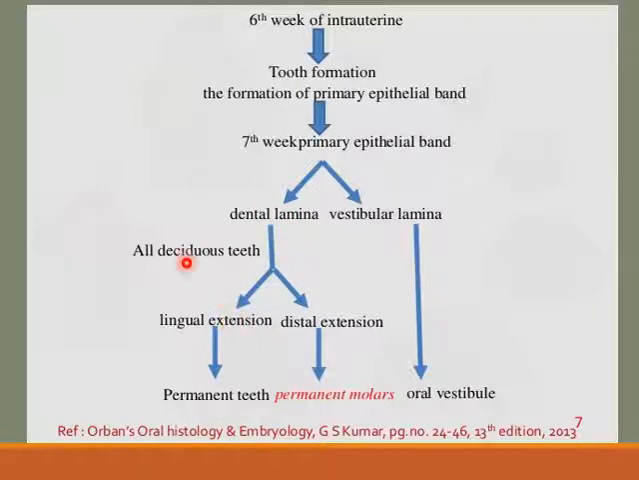The lingual extension of the deciduous teeth will form the permanent teeth. Every deciduous tooth has a lingual extension which forms the permanent successor. The deciduous central incisor will have a lingual extension forming the permanent central incisor, and so on until the permanent premolar, while the distal extension of the dental lamina will form the permanent molars, the first, second, and third permanent molar.